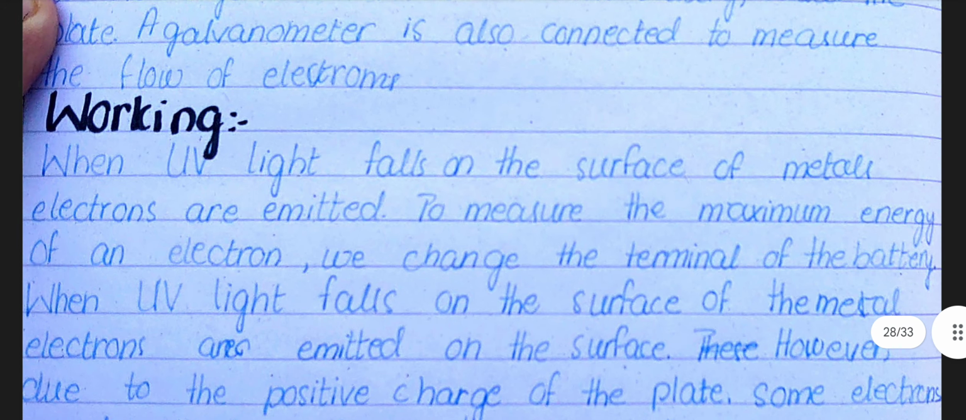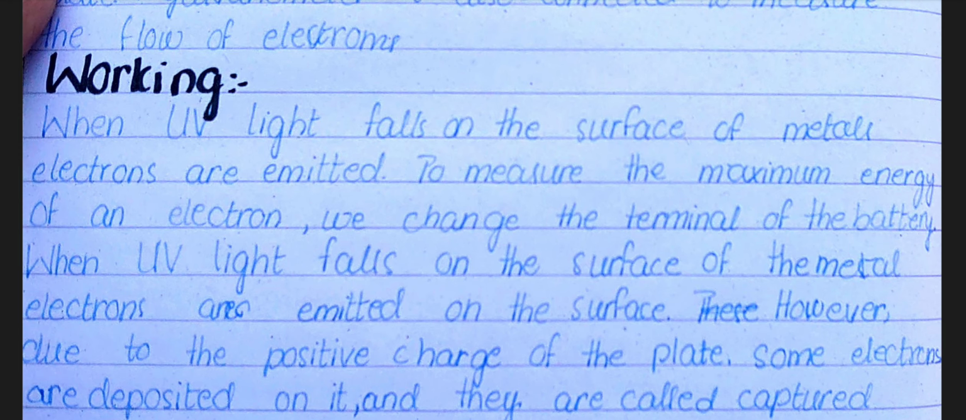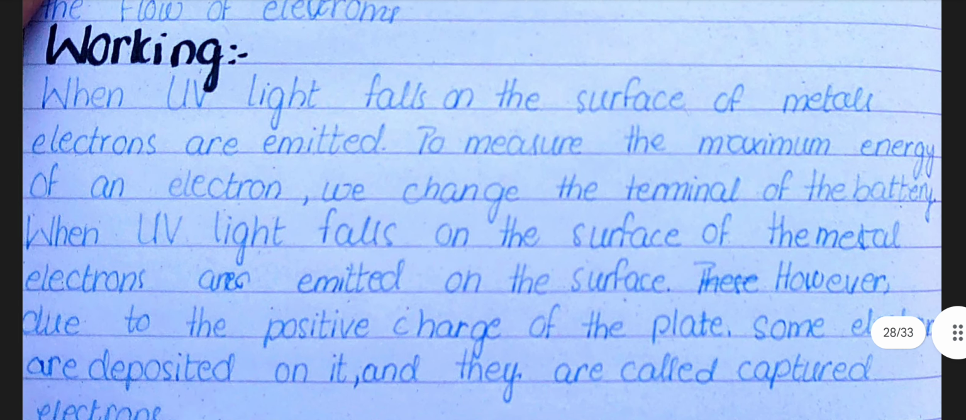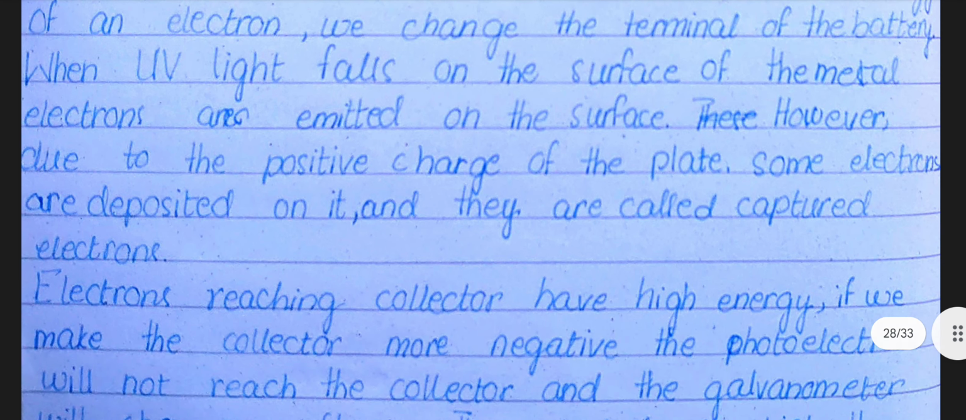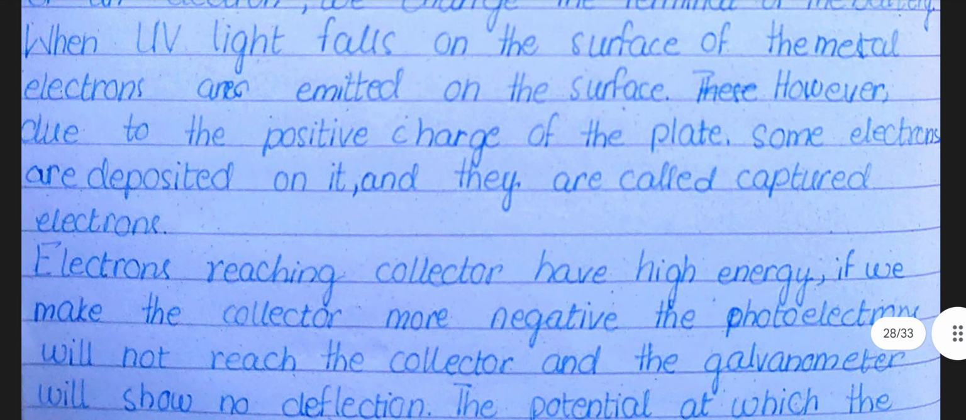To measure the maximum energy of an electron, we change the terminal of the battery. When UV light falls on the surface of the metal, electrons are emitted from the surface. However, due to the positive charge of the plate, some electrons are deposited on it, and they are called captured electrons. Electrons reaching the collector have high energy.